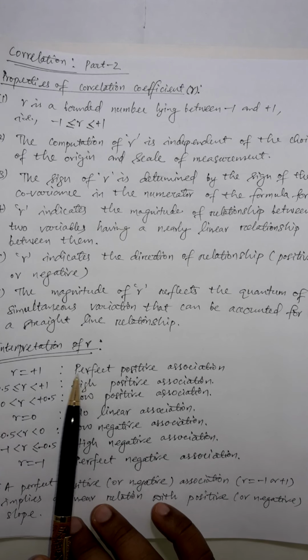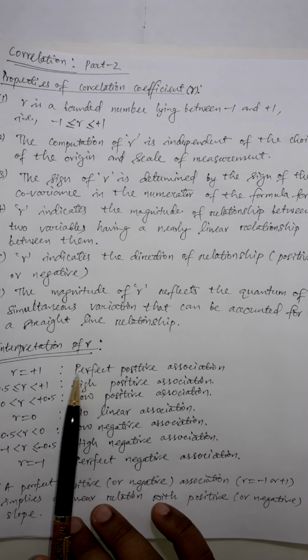If R square is the coefficient of determination, then if I multiply 100 with it, that means if I convert it to percentage, then 100 R square is the percentage variation in the dependent variable explained by the variation of the independent variable.